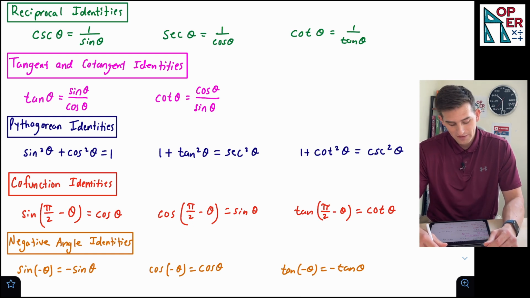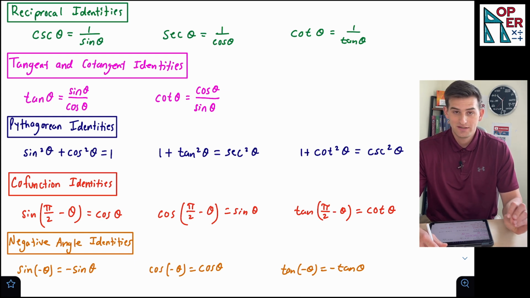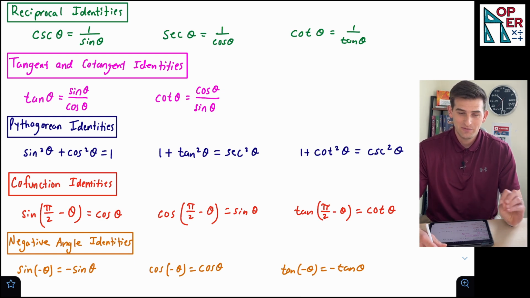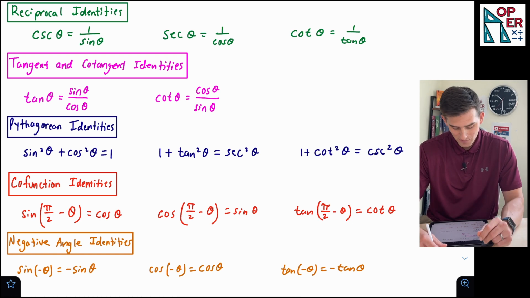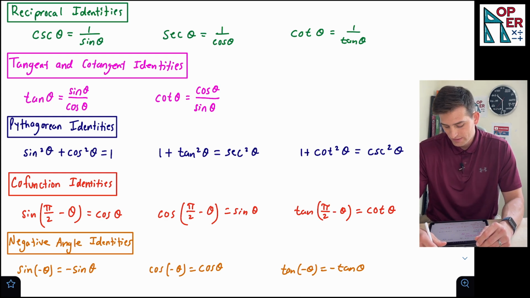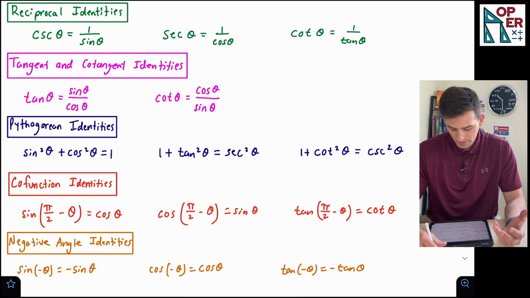We have other Pythagorean identities. So if cosine squared theta plus sine squared theta is equal to 1, then it would also make sense that sine squared theta plus cosine squared theta is also equal to 1. And we have a couple others. 1 plus tangent squared theta is equal to secant squared theta. And 1 plus cotangent squared theta would be equal to cosecant squared theta.